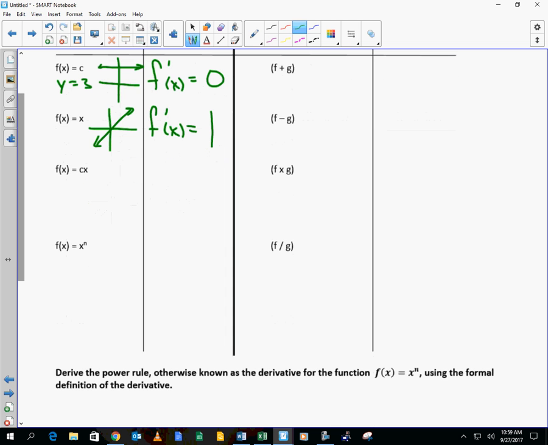Suppose you have a constant times x. How is that going to change the slope? Exactly. So what would the derivative be then? Yeah, whatever c is. So f prime of x is equal to c, whatever that slope is.